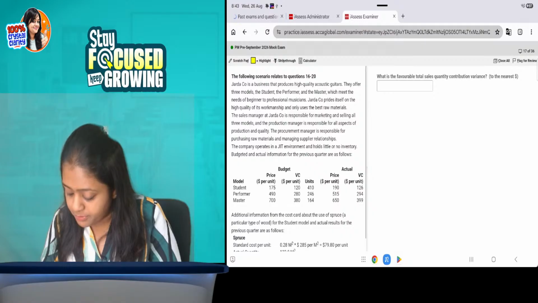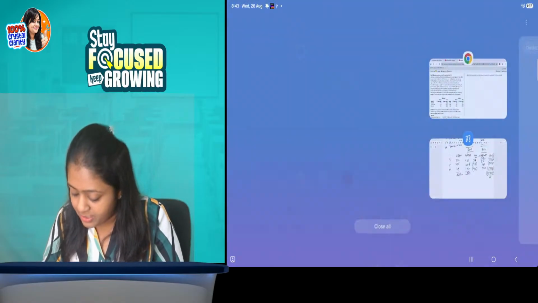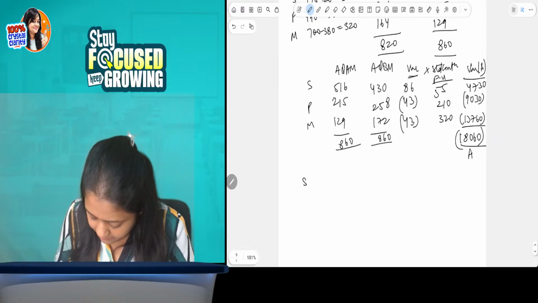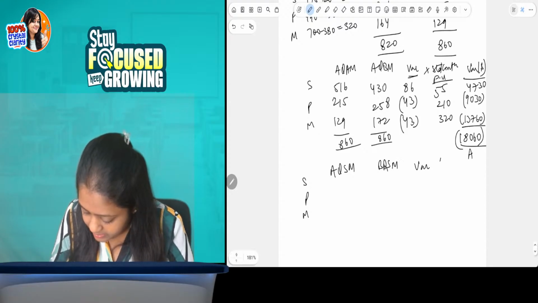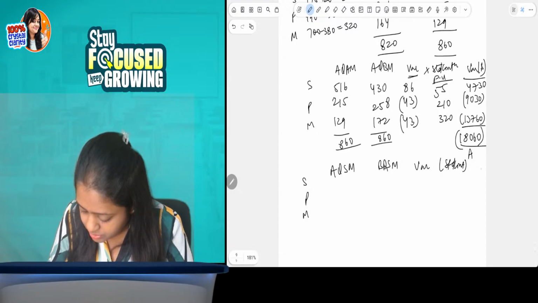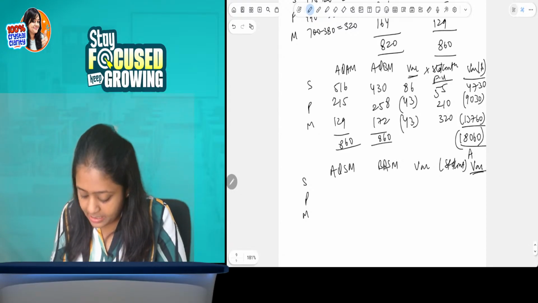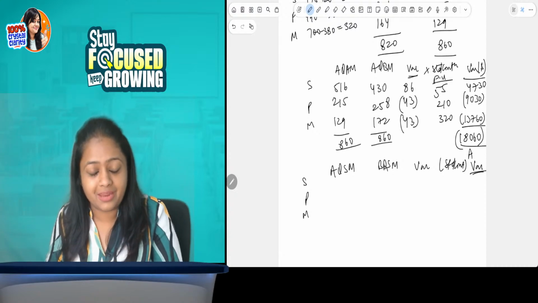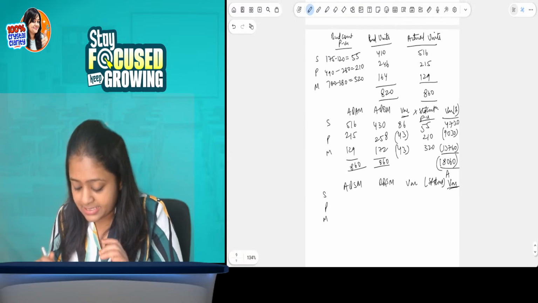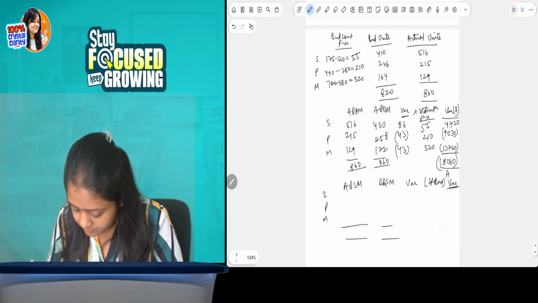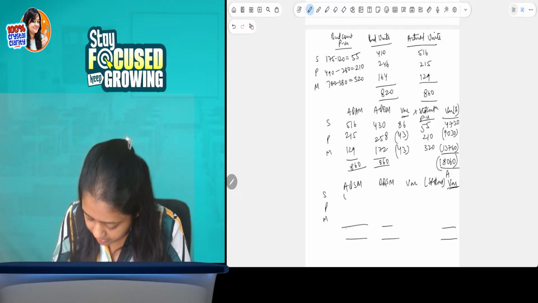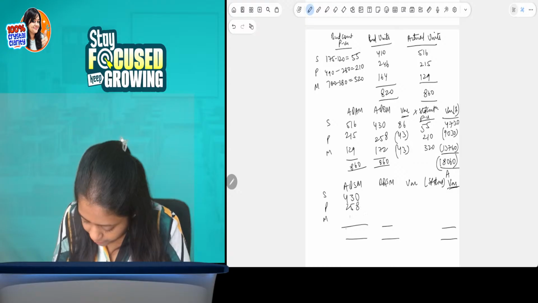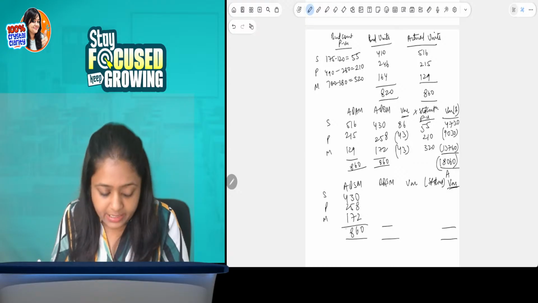Sales quantity contribution variance. So here the same formulas but with a difference. So here again I will take SPM. First I will take actual quantity in standard mix, budgeted quantity in standard mix, variance, standard contribution, and then get the variance total. Data is all there. I don't need to calculate again. Every data we have put it in the column, right? Same data I will use. So now here actual quantity in the standard mix or budgeted mix were already calculated. 430, 258 and 172, and it is 860.